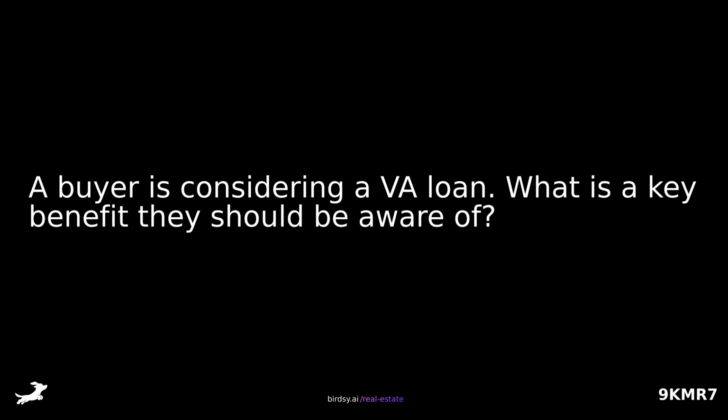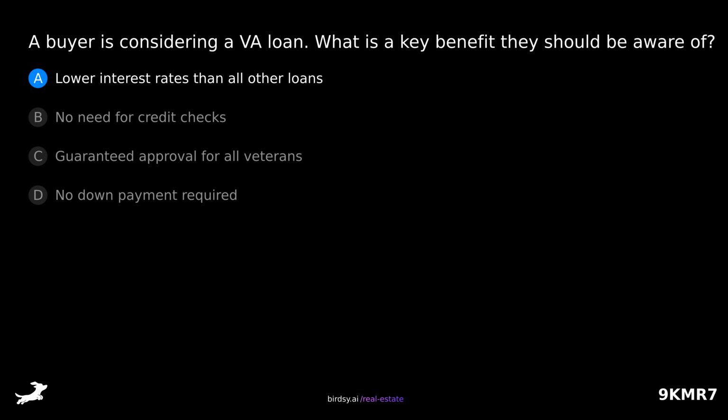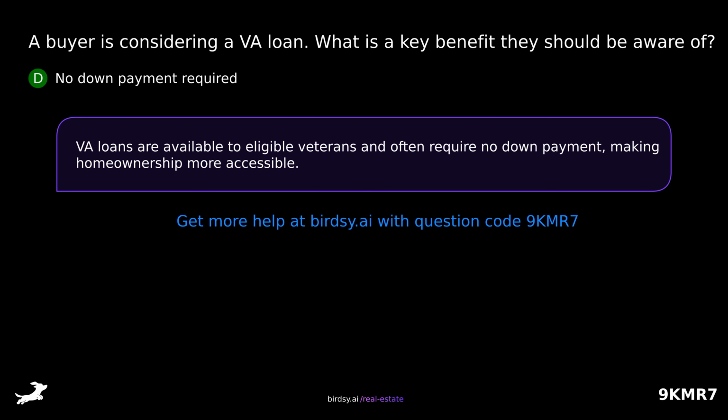A buyer is considering a VA loan. What is a key benefit they should be aware of? Is it A, lower interest rates than all other loans? B, no need for credit checks? C, guaranteed approval for all veterans? Or D, no down payment required? The answer is D, no down payment required. VA loans are available to eligible veterans and often require no down payment, making homeownership more accessible.